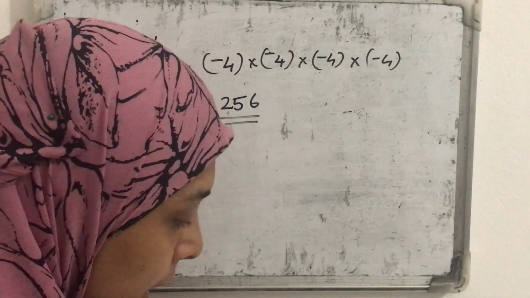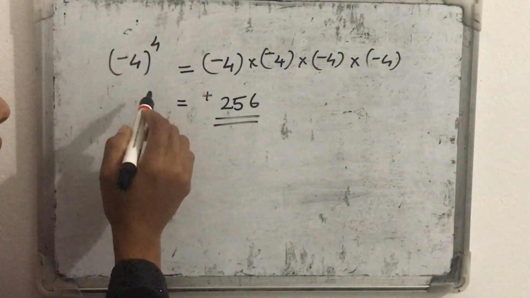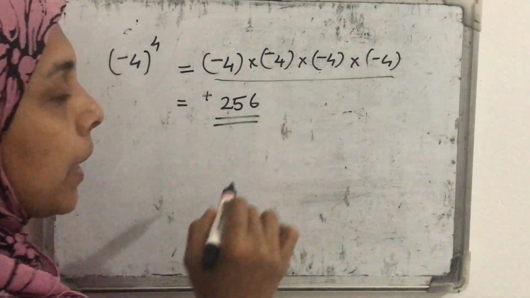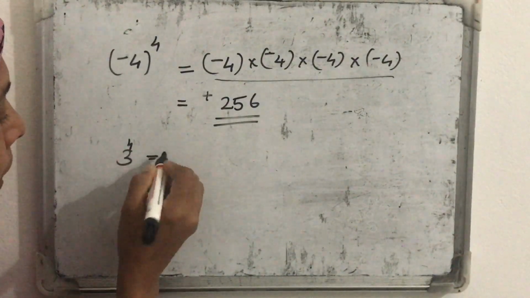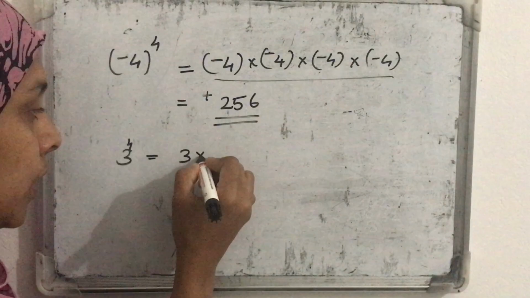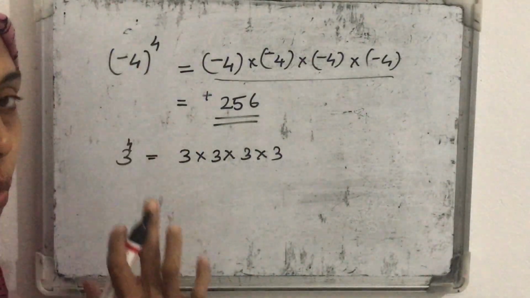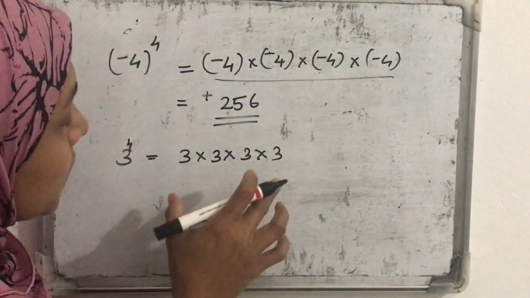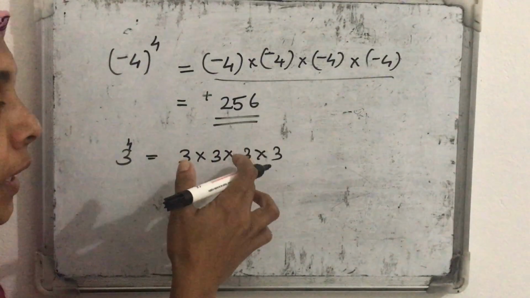Next, how can we write the expanded form of a number? Minus 4 raised to 4, this form is called the exponential form. Then 3 raised to 4. What is the expanded form of 3 raised to 4? Expanding 3, how many times do we multiply? 4 times. So 3 into 3 into 3 into 3 is the expanded form of 3 raised to 4.